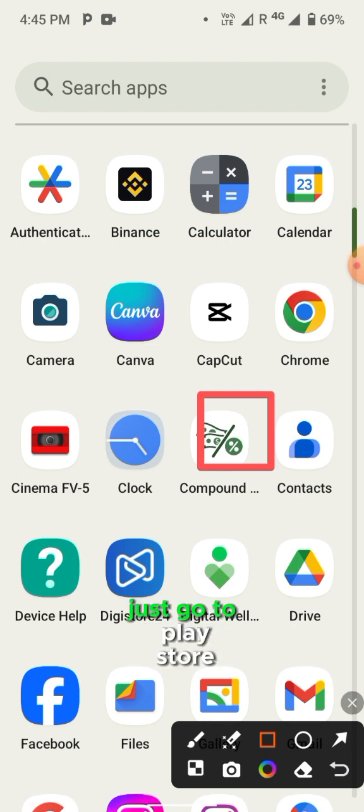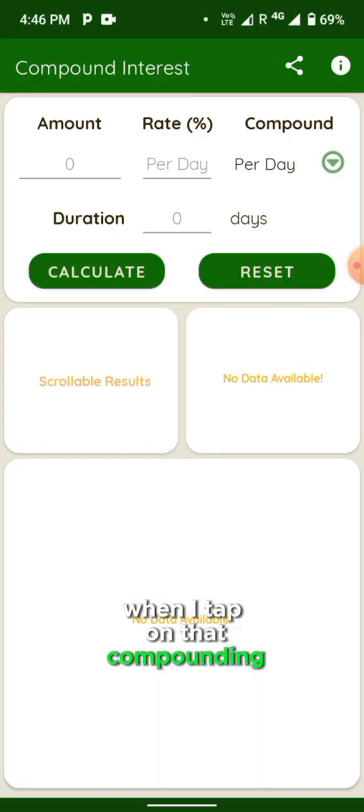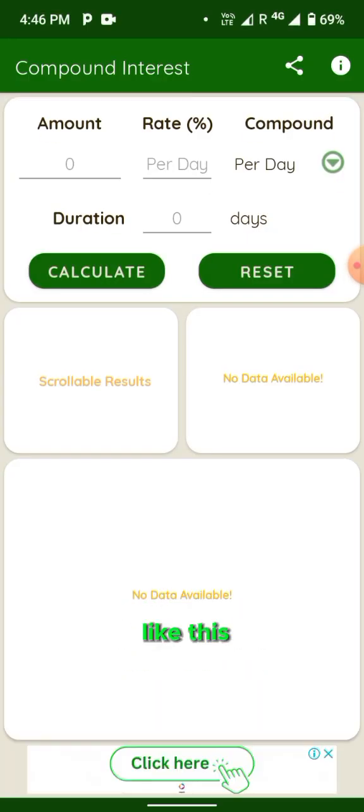What you have to do is go to the Play Store and write the words compound calculator. When I tap on that compounding calculator, it will open itself like this. After opening, it will show you the words compound interest. So we are going to make a compounding of our capital.